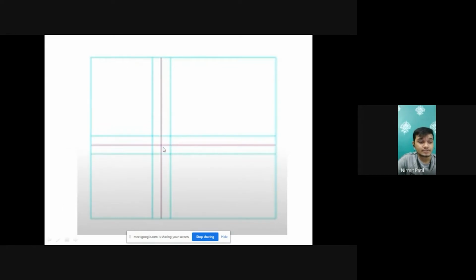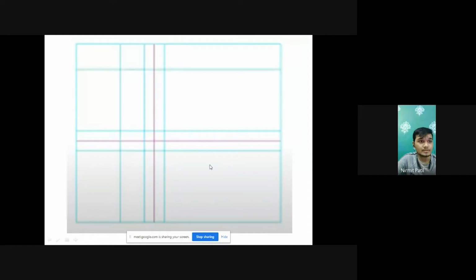Now at a distance of 20 mm, considering the origin as this point, we will draw four lines which will be parallel to the X and Y axes respectively. Now at a distance of 20 mm from this point, we will draw a line parallel to the Y axis. At a distance of 60 mm, we will draw a line which will be parallel to the X axis.